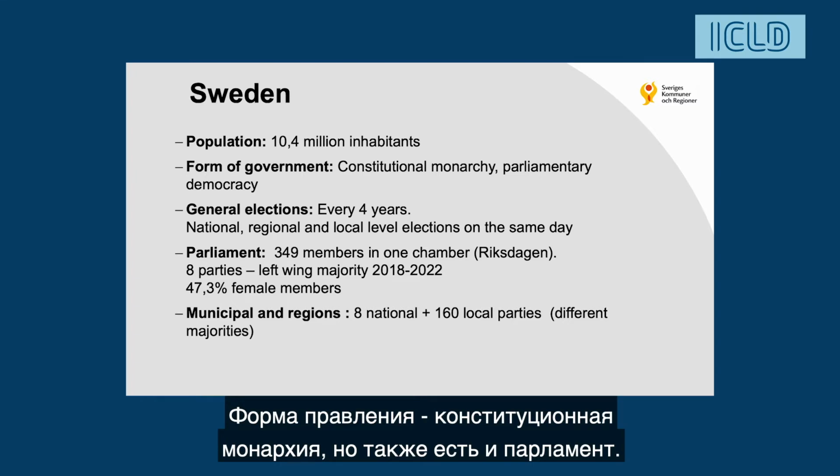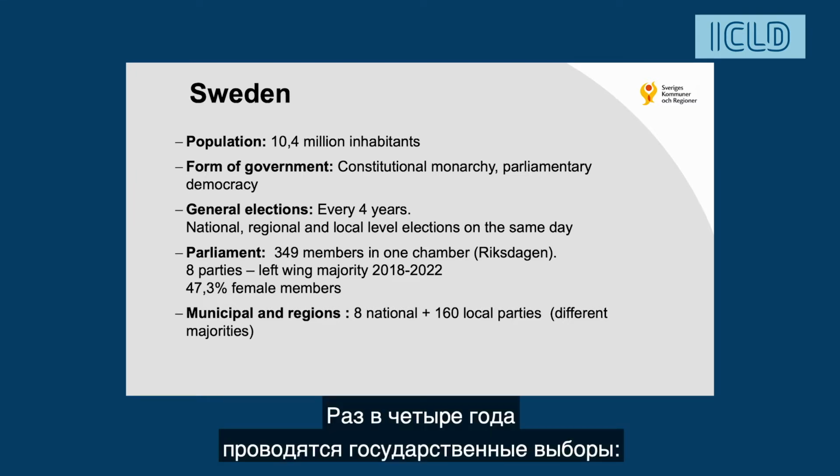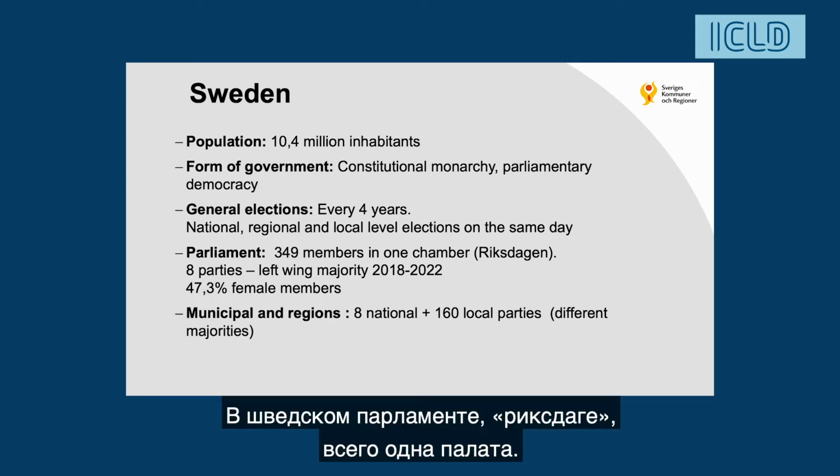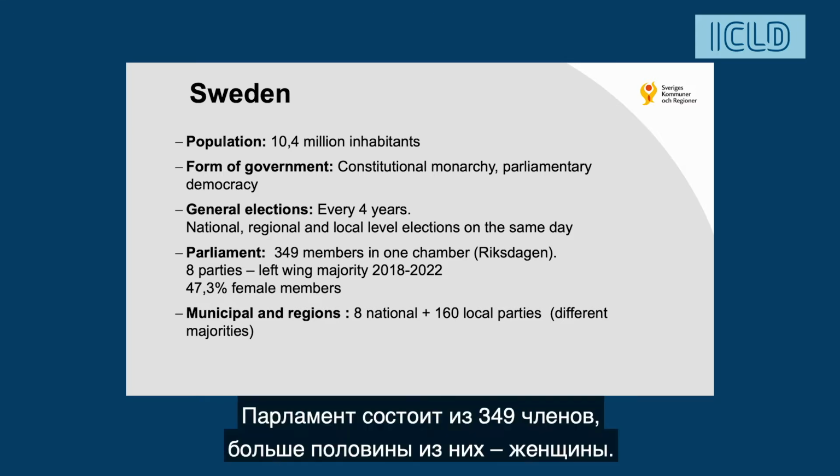Sweden is a country with 10.5 million inhabitants. It is a constitutional monarchy, and we have a parliament. We have a general election every fourth year. Those elections take place on the same day at the local, the regional, and the national level. At the Riksdagen, the parliament, we have only one chamber with 349 members. Among them, nearly half are women.